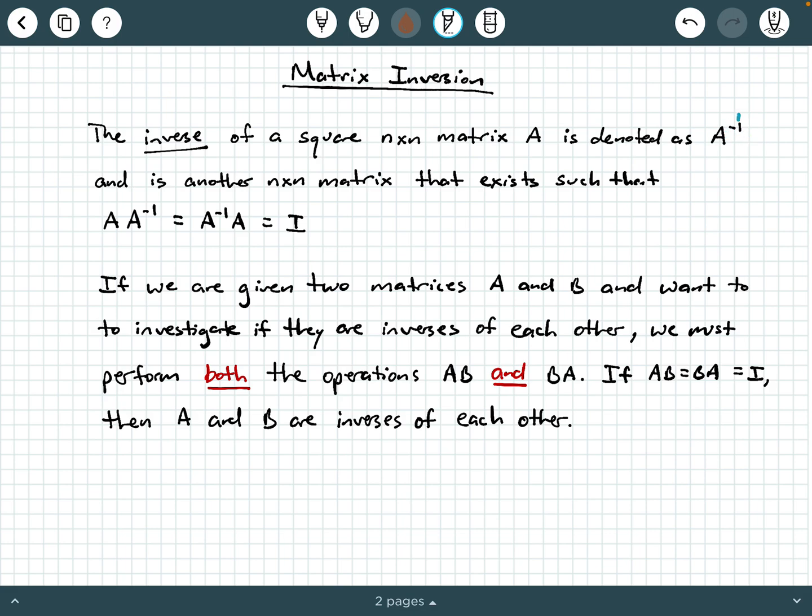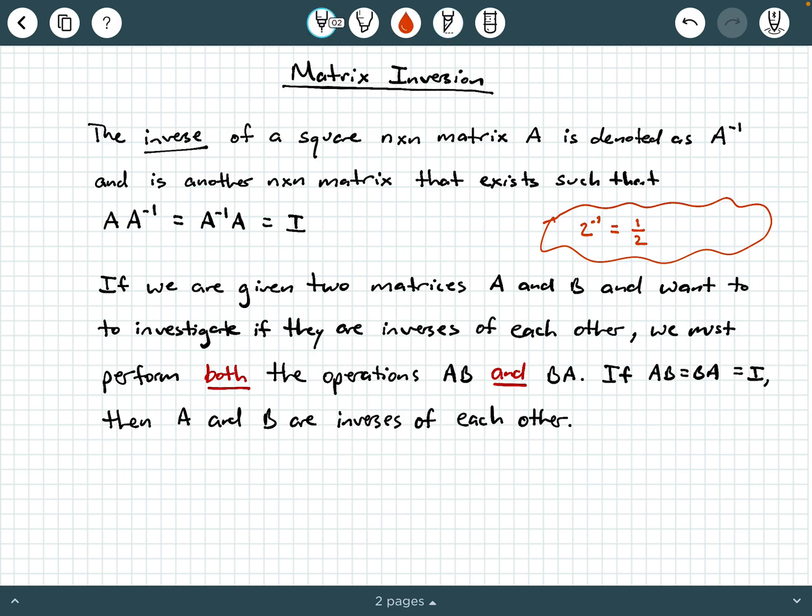Now, I want to be very clear, this superscript -1 is just a label. It does not mean raise it to the -1 power. So let's discuss this. You want to write this down in your notes. When we're talking about real numbers, if you have the real number 2 raised to the -1 power, that's going to equal the number 1/2. So we can say that the number 2 and the number 1/2 are inverses of each other. They're also reciprocals of one another.